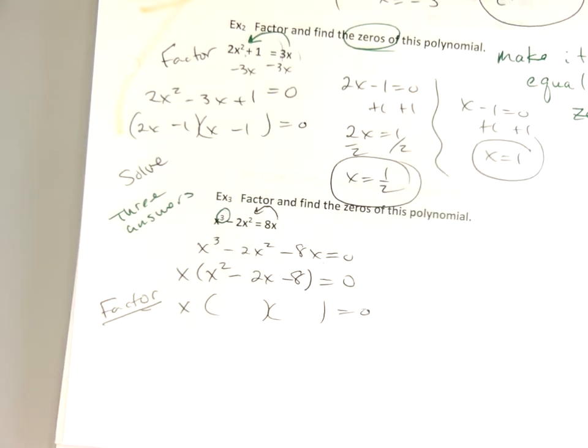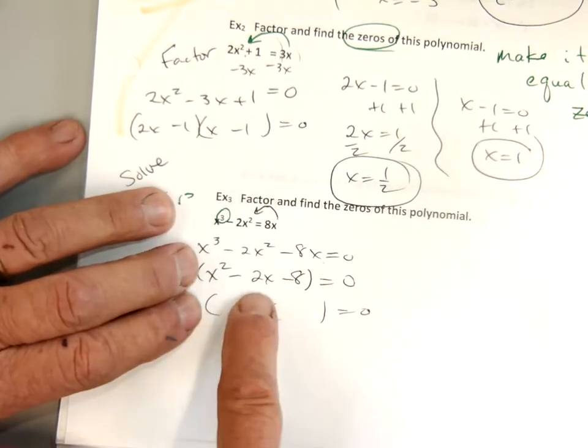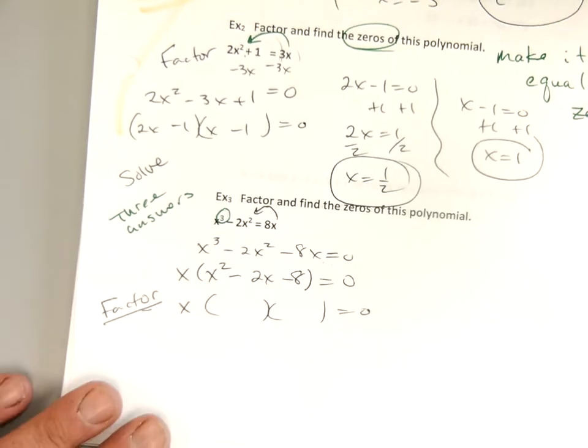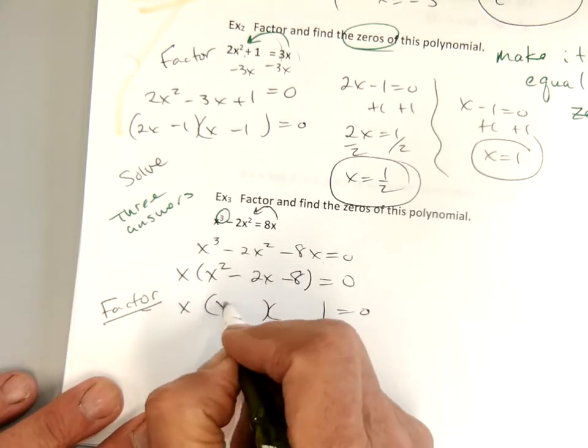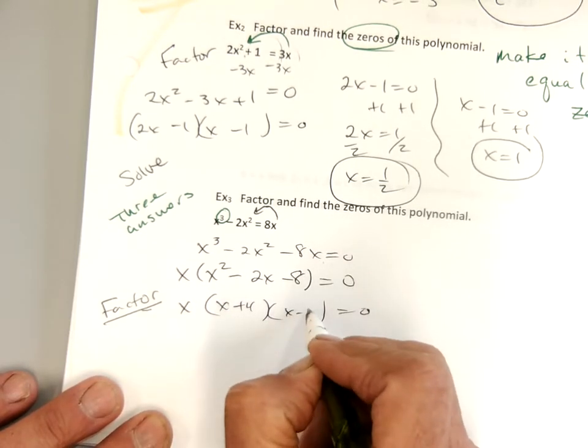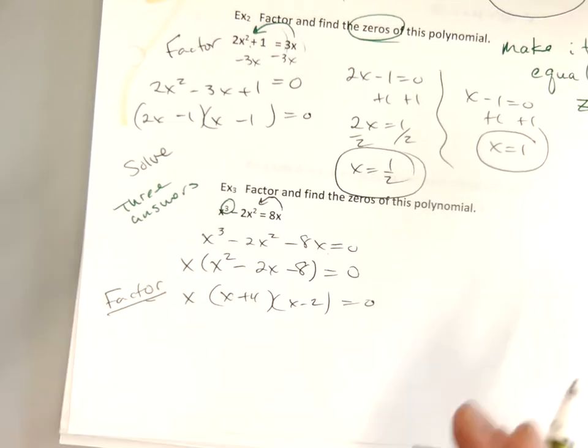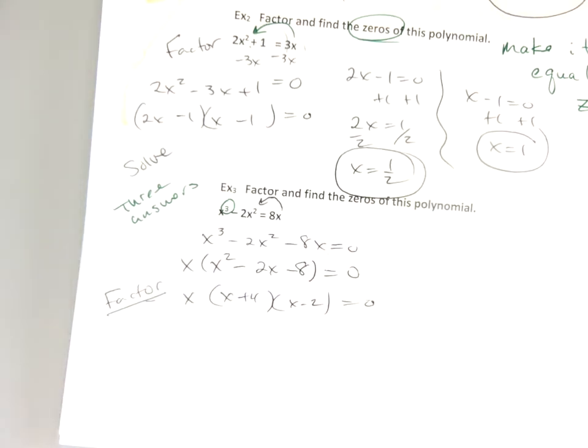How would you factor x squared minus 2x minus 8? How do you factor that? Yep, x plus 2, x minus 4. Awesome. Now we have our mini equations. I need 3 answers, right? I have my mini equations. I need 3 answers. Well, that's kind of cool because I have 3 equations, right? Now we get 3 answers, right?